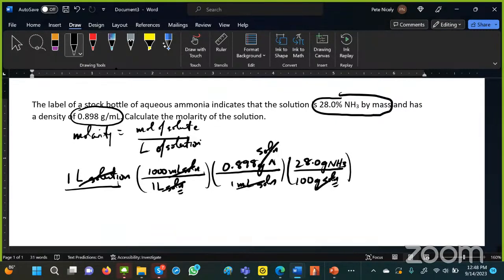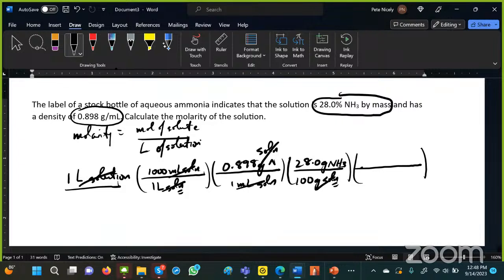So what we have calculated successfully up to this point would be the mass of the ammonia in 1 liter of solution. So the only other thing left for us to do in the next conversion factor is to convert the mass in grams of ammonia to moles.